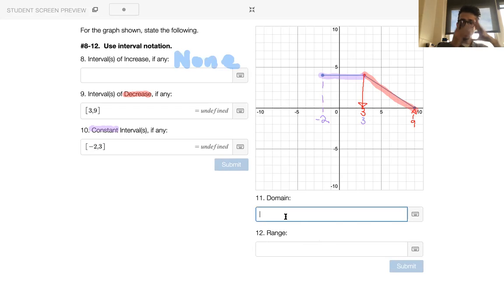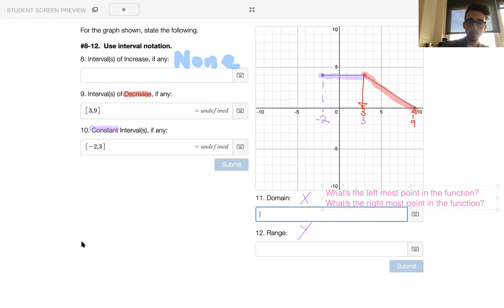Talking domain, thinking on the larger aspect here, recall domain deals with X values, range deals with Y values, nothing you can't handle. I'm going to actually write down some of the questions I ask myself when I'm dealing with domain. So I'm first going to ask, what's the leftmost point in the function? That's the first thing I would ask myself. And then I would ask, what's the rightmost point in the function?